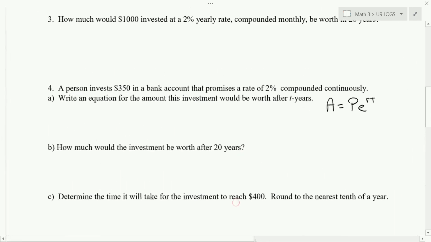So in this problem, we're looking to write an equation to see how much it will be worth after t years. So we don't know what t is yet, but we know that R is 2% written as a decimal, so 0.02, and we know P is $350. So our equation would be A equals 350 e to the power of 0.02t.